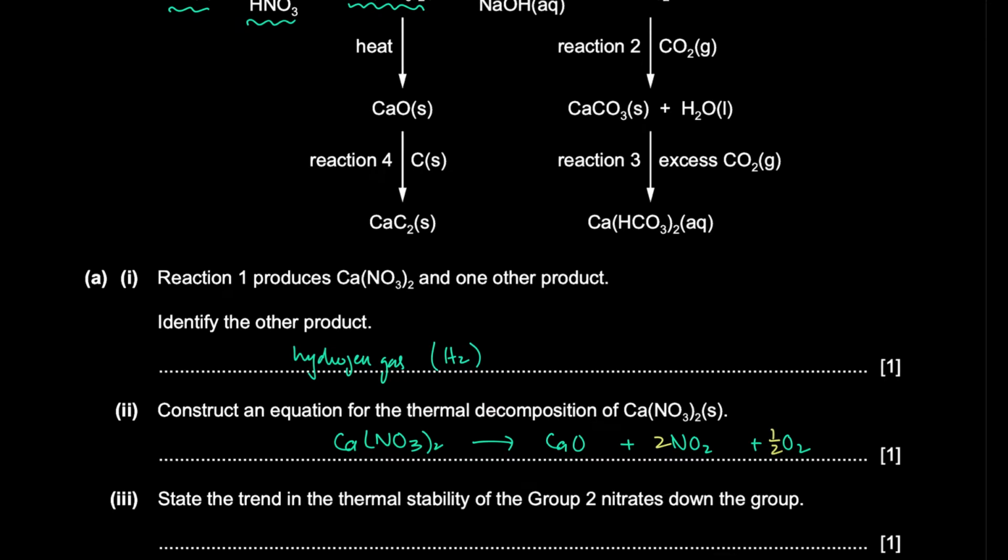State the trend in thermal stability of the group 2 nitrates down the group. So down the group, what happened to the thermal stability of the nitrates? Is it harder for them to decompose or easier? Down the group, more heat is required to decompose the nitrates. So it's more difficult to decompose. So we can say that thermal stability increases down the group. Okay. Why that happens is part of your A2 theory.